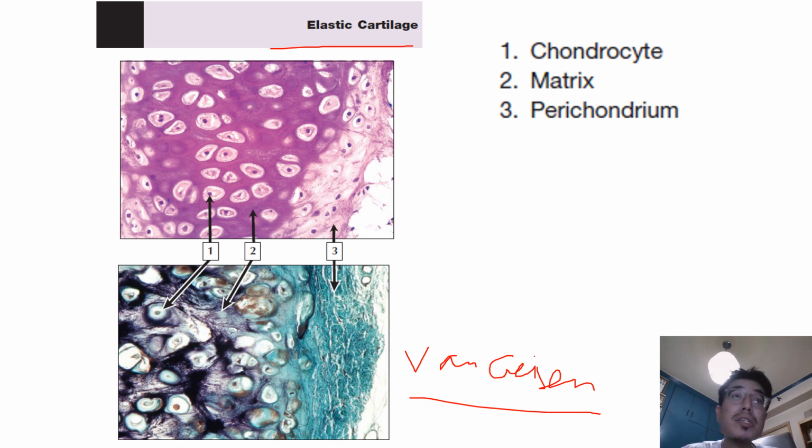Its matrix, labeled here as number 2, contains a dense interwoven network of elastic fibers embedded in a small amount of amorphous extracellular ground substance. The elastic fiber network is more dense in the interior than at the periphery. Again, we see here some chondrocytes labeled as number 1.